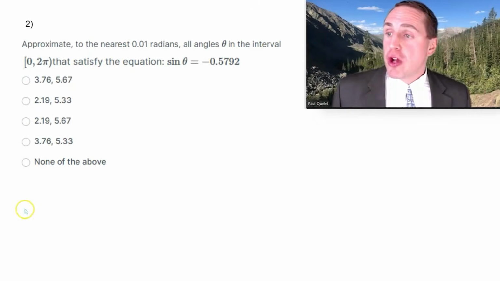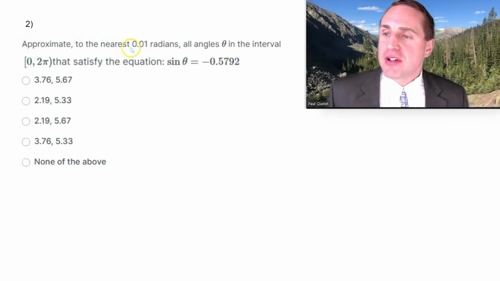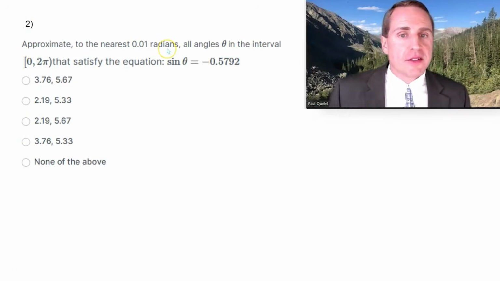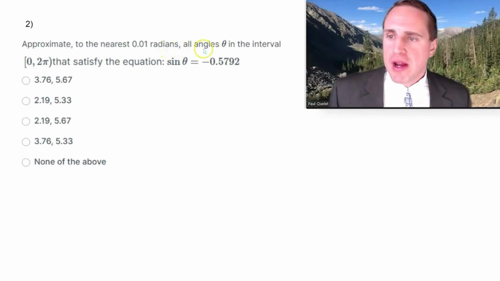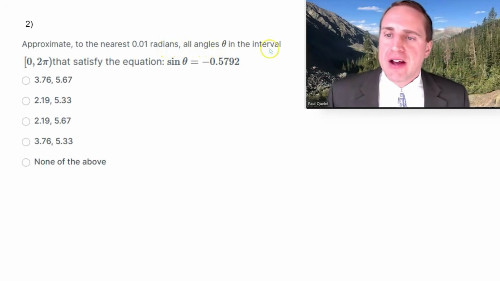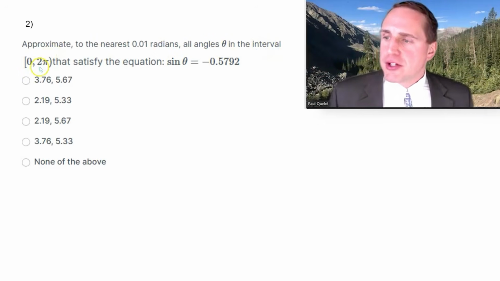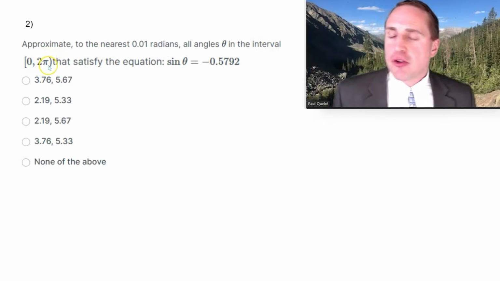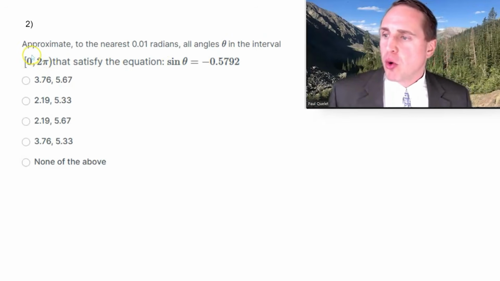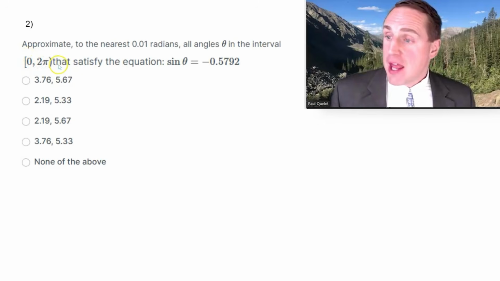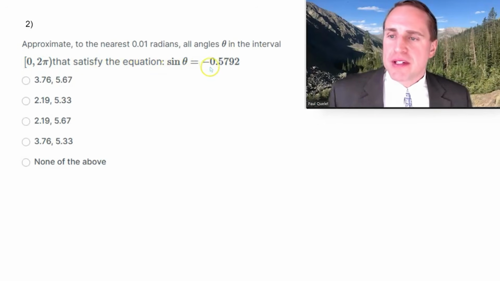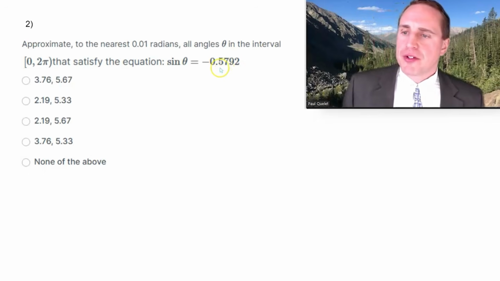Okay, so on question number 2 here, approximate to the nearest 0.01 radians, that is 100th of a radian, all angles theta in the interval 0 to 2 pi. Notice we don't include the right-hand endpoint, only the 0 left-hand endpoint is included, that satisfy the equation sine of theta equals negative 0.5792. So let's think about how this works.